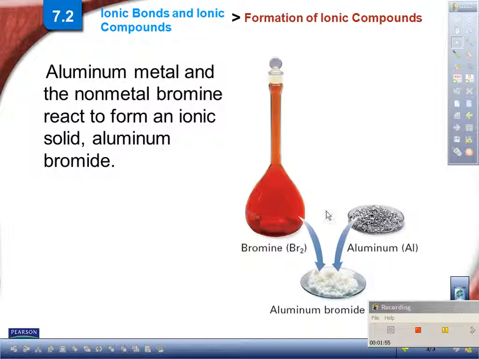Now the cool thing about ionic compounds is usually their component parts look nothing like the end product. So here I have some aluminum metal, very shiny, malleable. Here I have some bromine gas, very deadly. Mix them together, I get something that looks completely different. Just like sodium chloride. Sodium blows up. Chlorine, that's another lethal gas. You put them together and you get table salt. Then you can eat it.